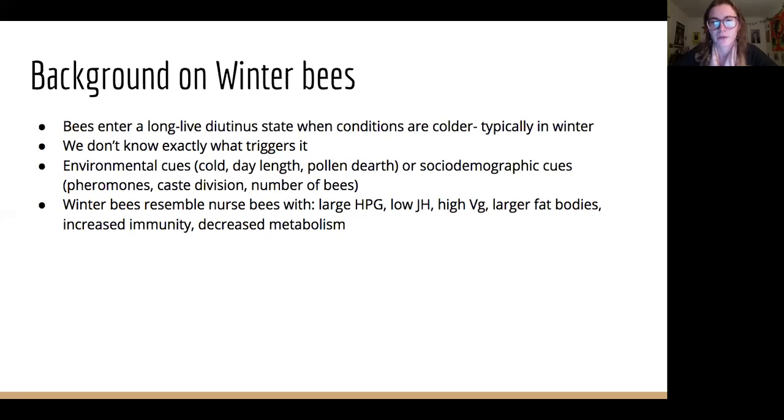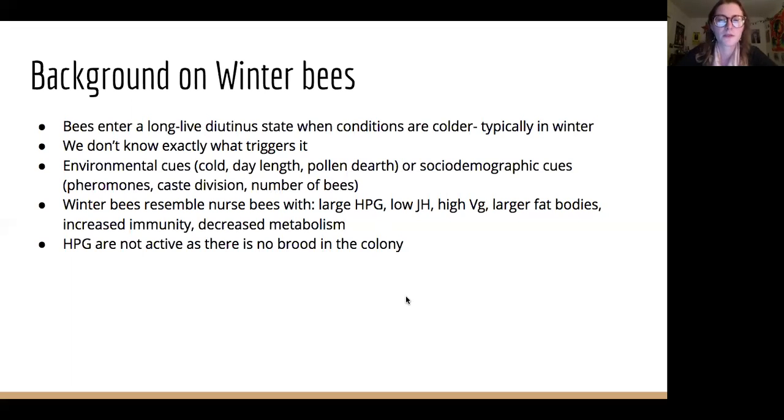And they have larger fat bodies, which is something that's going to help them live through the winter on reduced stores. And as many of you probably know, in the winter, they usually cluster and they don't lay eggs. And the queen is still present, but she doesn't lay eggs during that time. And they have a decreased metabolism, because if you're going to be metabolizing your food stores really quickly, you're not going to have much to last you through the winter months. And metabolism is associated with flight, so they're not flying either.